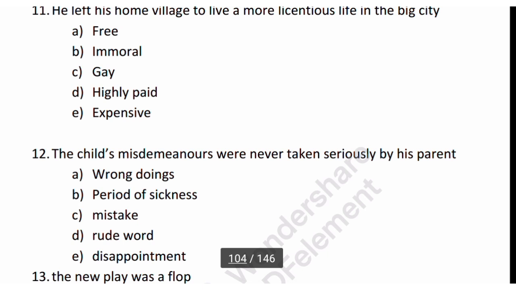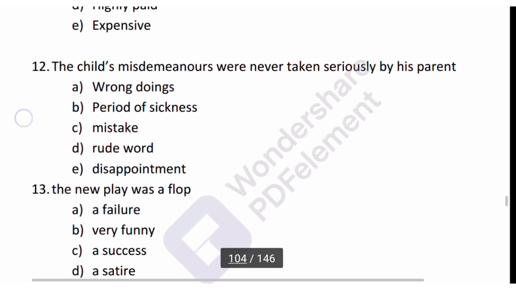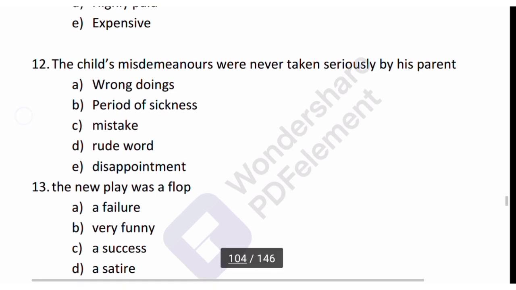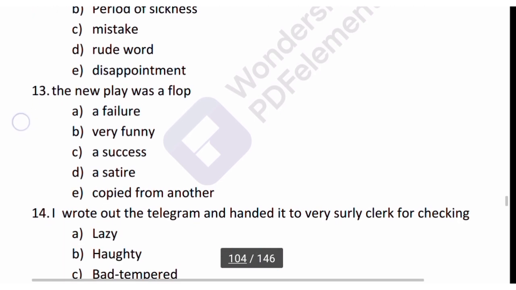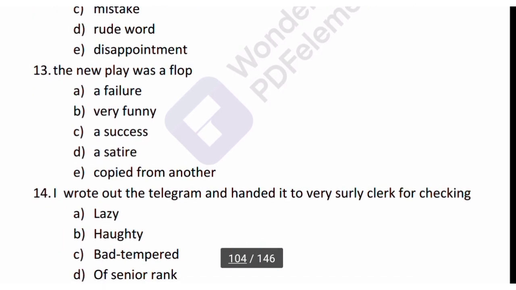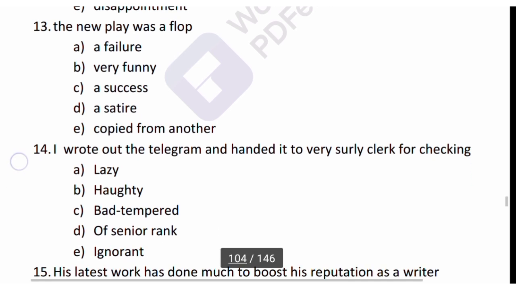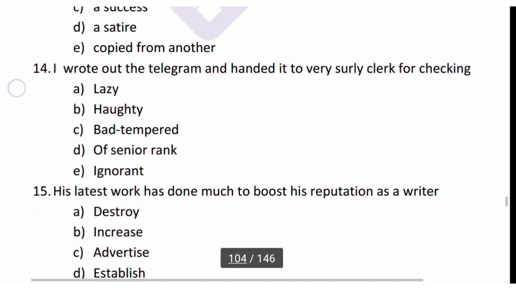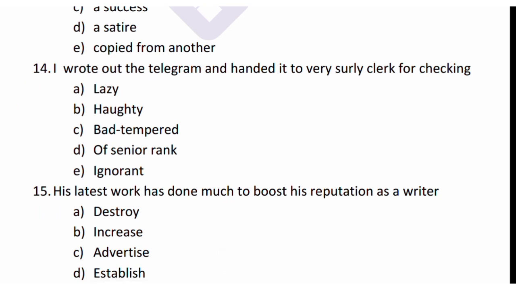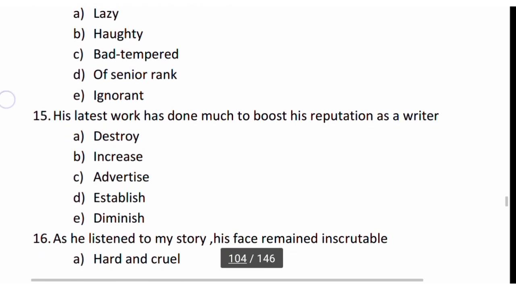Number 13, the new play was a flop. That's a failure. The new play was a flop. That's failure. Then number 14 says, I wrote out the telegram and handed it to a surly clerk for checking. That's a bad-tempered person. Number 15, his latest work has done much to boost his reputation as a writer. So to boost means to increase.